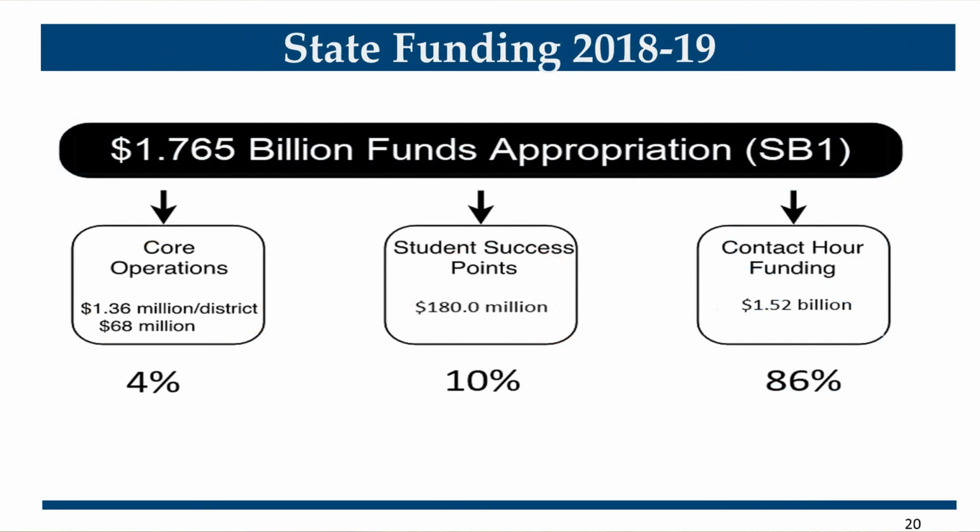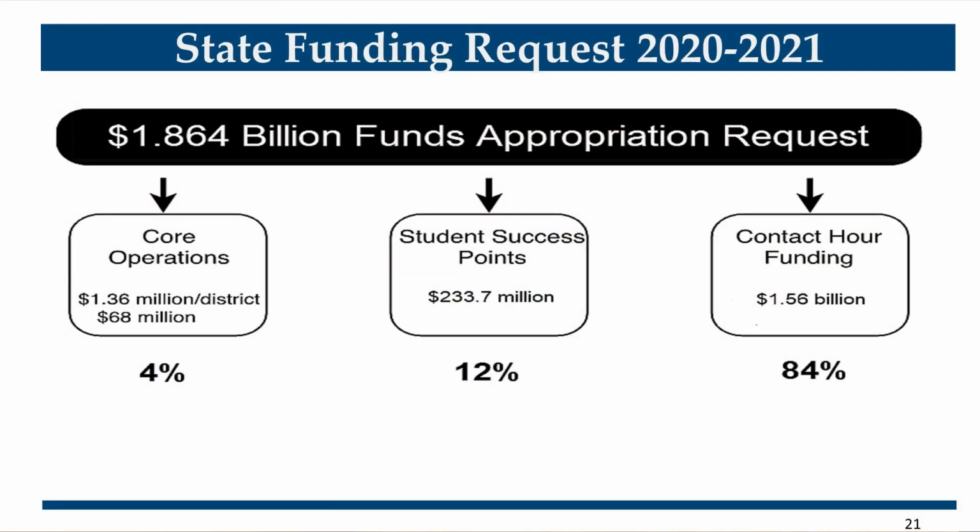So from the last session, this is the breakdown. There was about 4% that was around core operations, 10% for student success points, and then contact hours was the rest. As Betty will talk about, you'll get the different components and what that means to institutions. And then this is what happened out of the last session. Student success points got additional funding, so it represented 12%, but core operations got additional funding also, so each institution got more. That's where the model is at this present time.